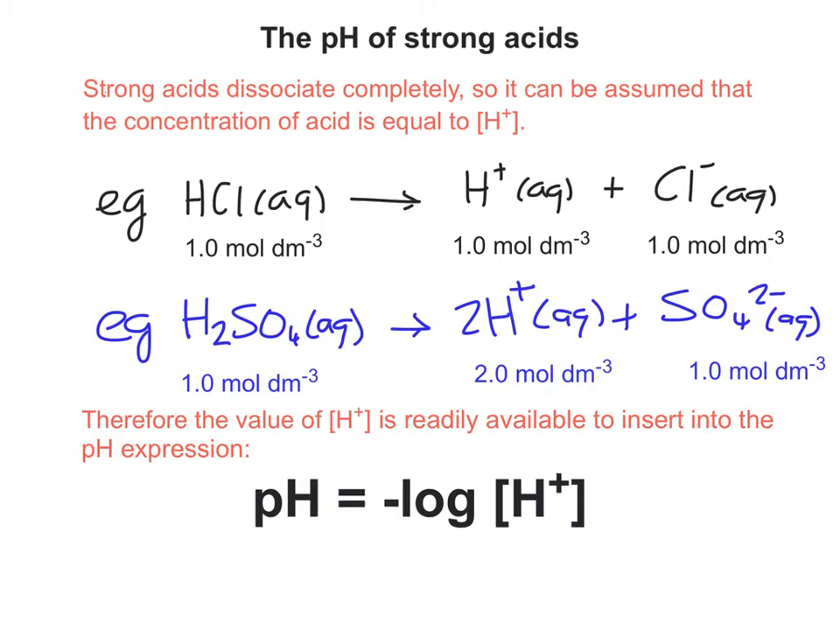As a result of this, the value of H plus is readily available to insert into the pH expression. So all you have to really do is find the concentration of H plus in moles per decimeter to the -3 and then put it into the pH expression, and the job's done.